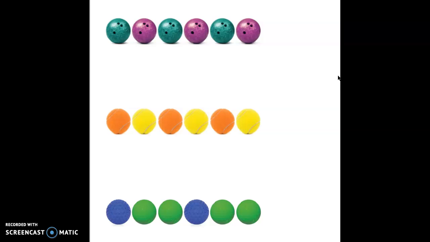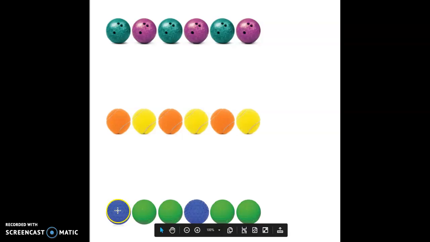So the other day I showed you this image so that we could learn how to label patterns. If you look at these patterns, you may remember that this top one is AB. It's an AB pattern because the green and the purple repeat themselves. The tennis balls also are an AB pattern. The orange and yellow pattern is repeated over and over. And at the bottom, we have blue, green, green. So this is an A, B, B pattern.